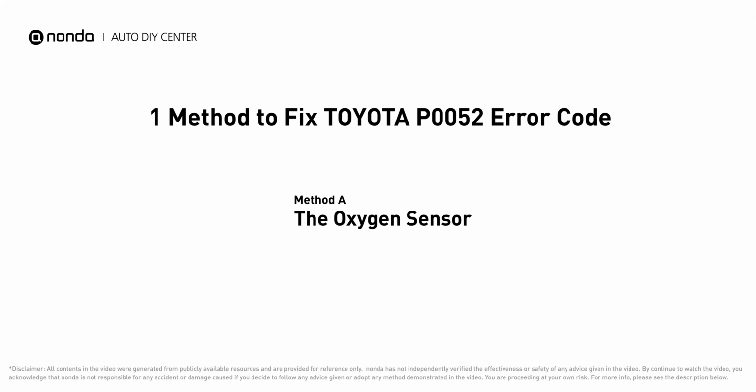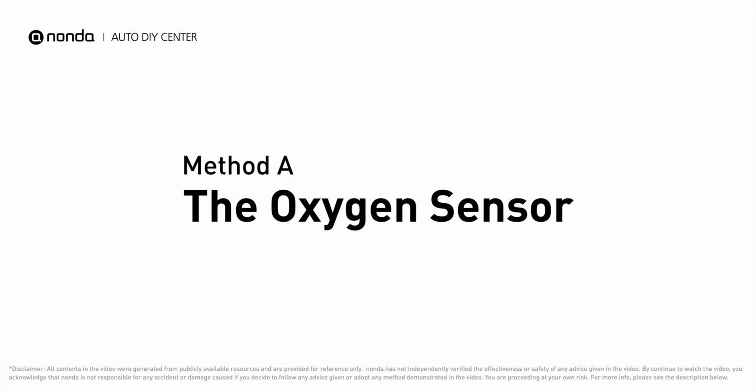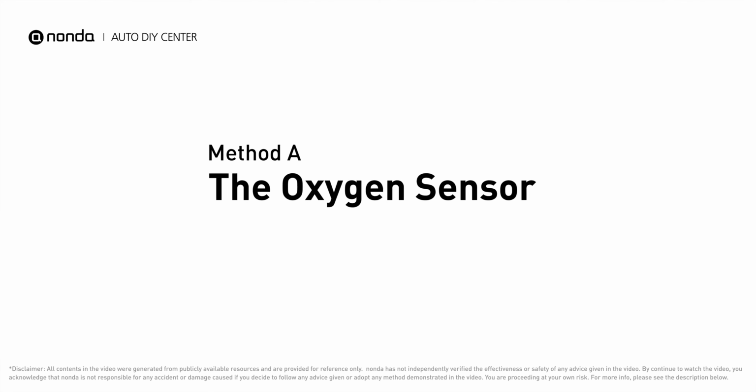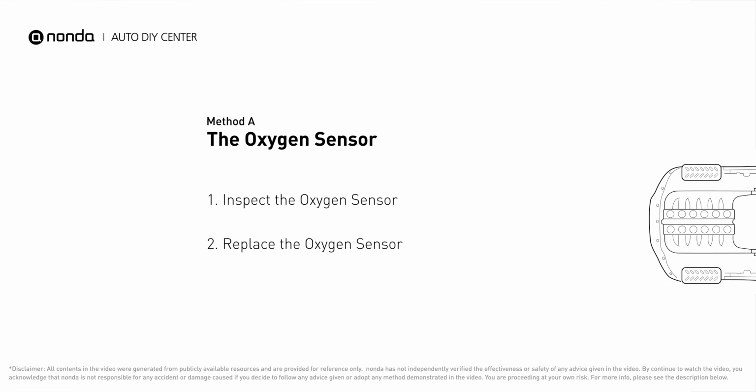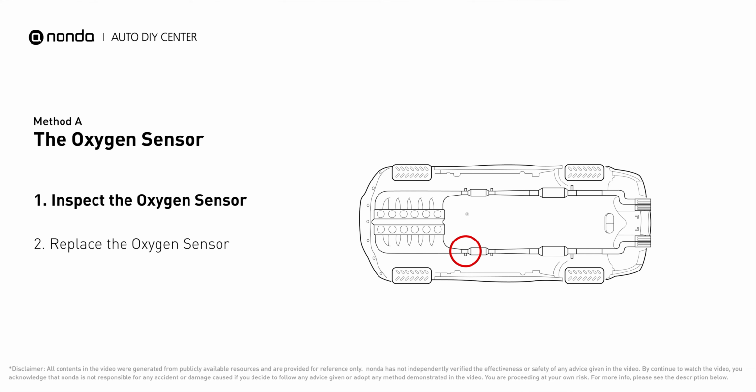Here are one of the most practical solutions to fix Toyota's P0052 error code. Method A, the oxygen sensor. This oxygen sensor is located right before the catalytic converter. Bank 2 is on the side with the cylinder number 2. Sensor number 1 is usually the one in the exhaust manifold.